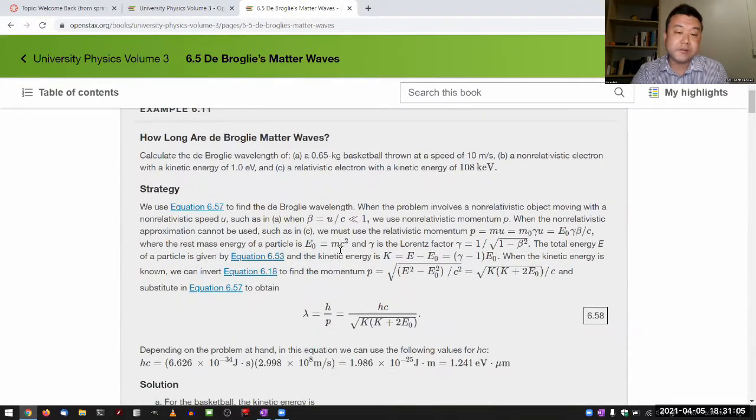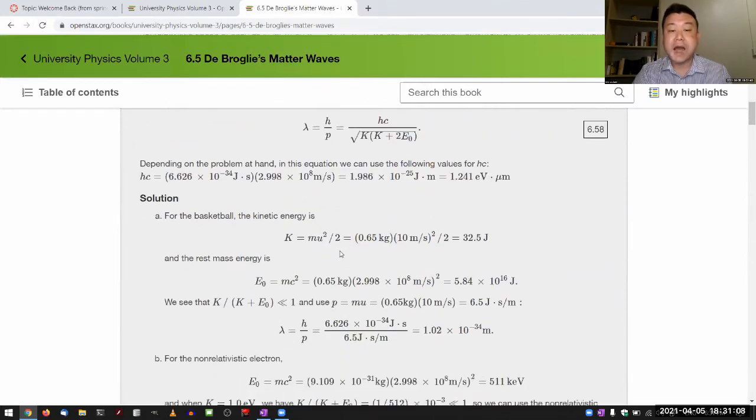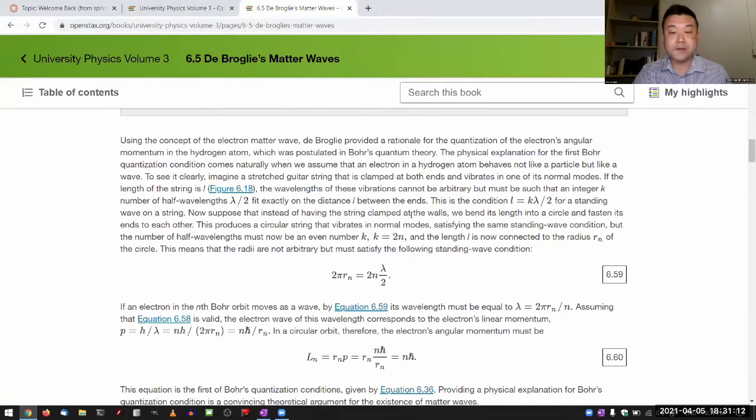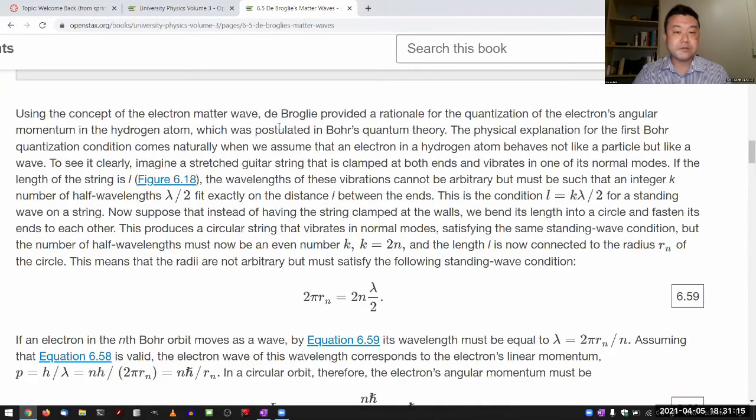And you can also use this to justify Bohr's hypothesis or guess about the electrons in orbit. You could say, Bohr's quantization condition that angular momentum is quantized, you could derive it if you assume that the electron in a hydrogen atom behaves like a wave, and the condition is that it should be in a standing wave.